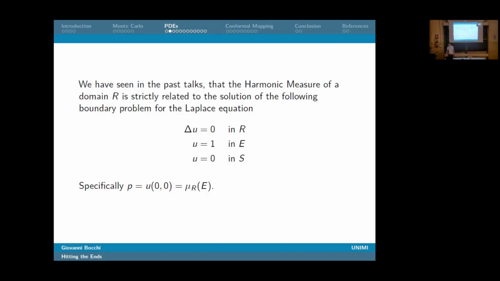You can't, exactly. If you have the square, which is the most symmetrical case, you could choose a couple of opposite edges to be the ends and the other ones to be the sides, and the choice is equivalent, and you get in both cases p equal 1/2. Okay, so you put your function to be equal to 1 here and here, and you get 1/2, but it's the same if you make the opposite choice.